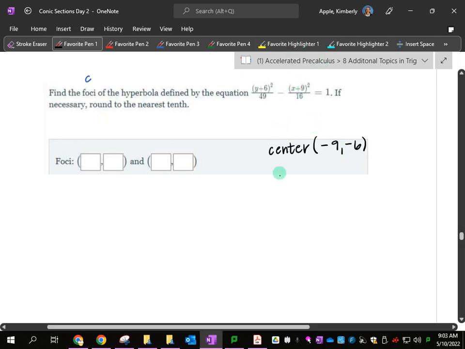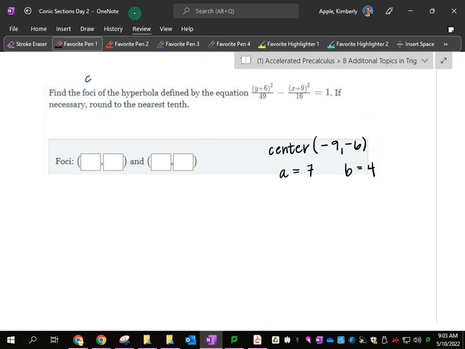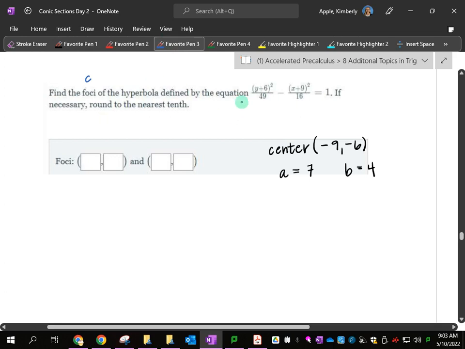All right, so what is A? 7. What is B? 4. Good. All right, so I think that's a good starting place for us. And so C for the hyperbola is defined as, C squared is equal to A squared plus B squared, which is just the Pythagorean theorem. So let's find C. That'll be C is equal to the square root of 7 squared plus 4 squared. It's going to be ugly, pretty sure.